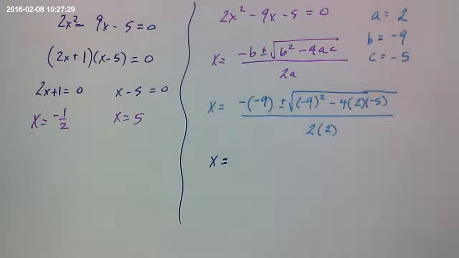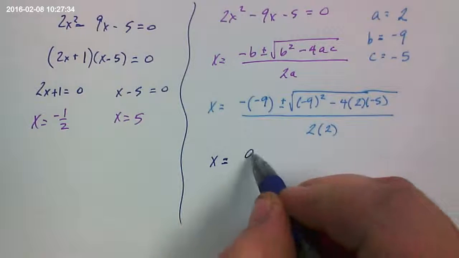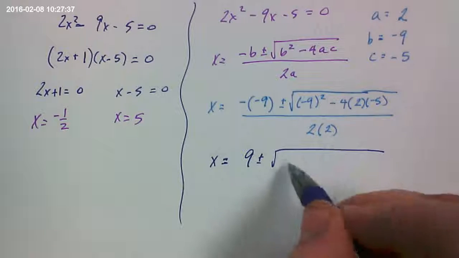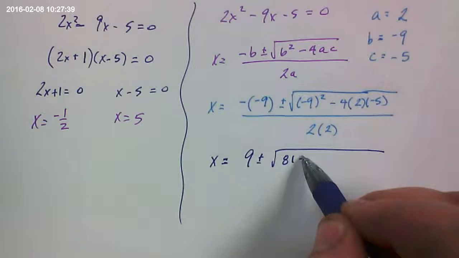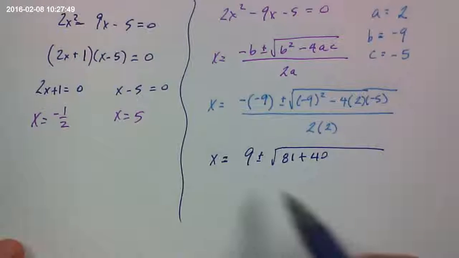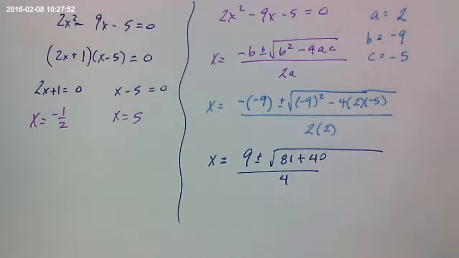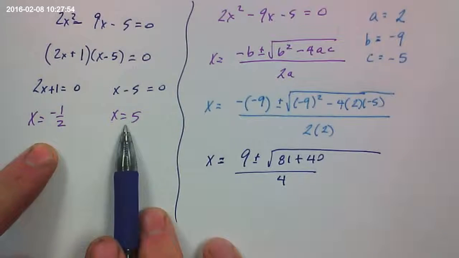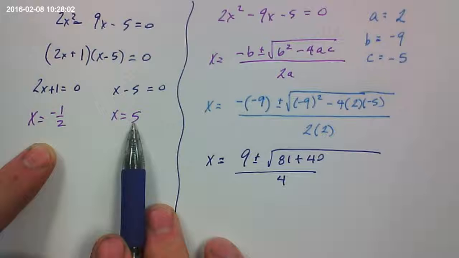Now, let's see here. Minus negative 9, that's plus 9, right? Okay. 81 plus 40. Is that right? Do you see where I got 40? Yes. That's 40, isn't it? Because that would be 20 times 2 divided by 4. Is that good? My answers better be this when I'm done, or I did it wrong. My answers better be negative 1/2 and 5. Otherwise, I messed up. Okay?